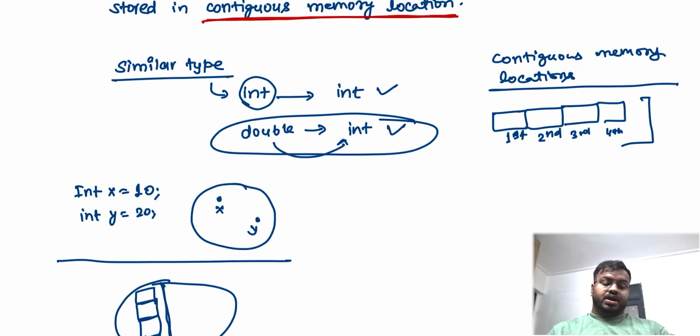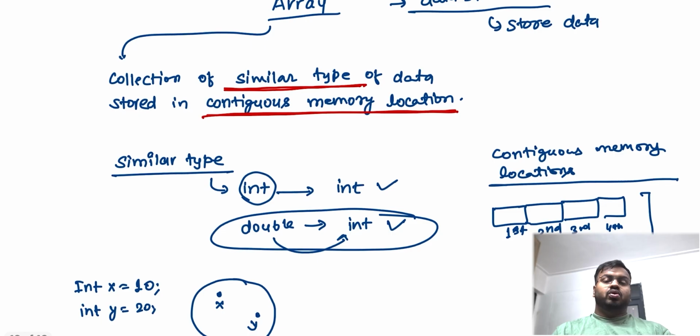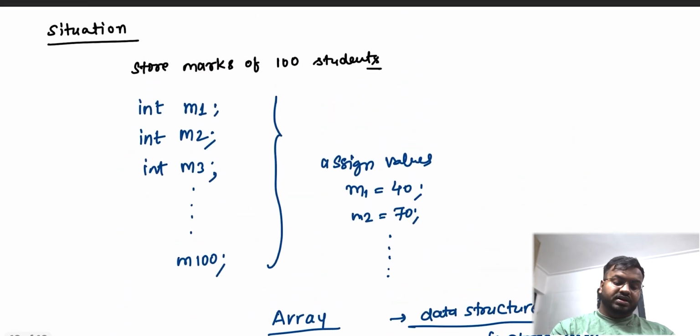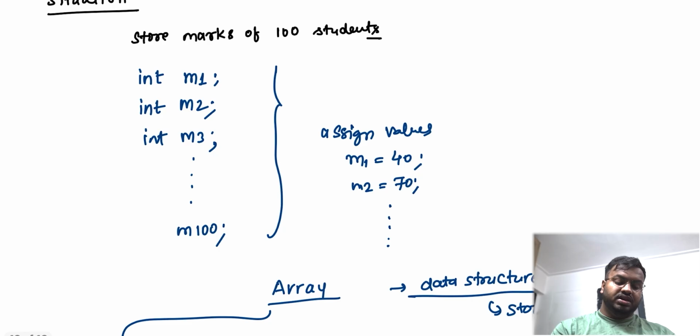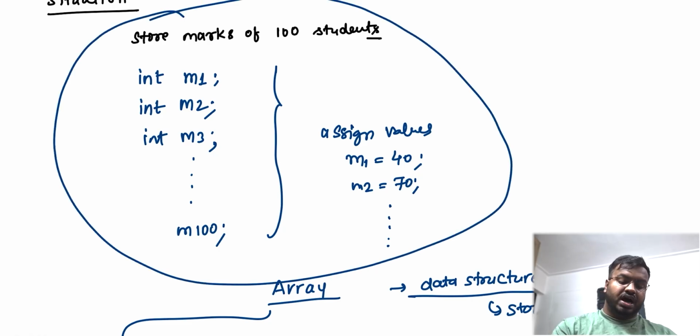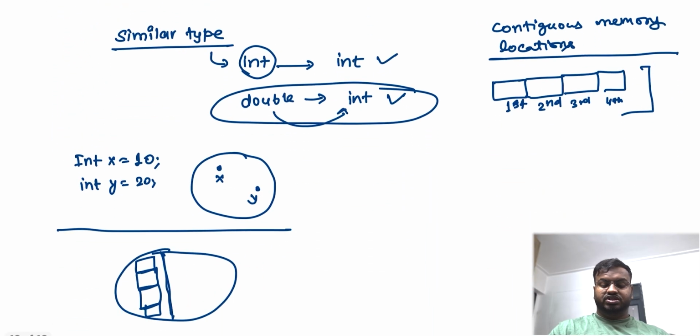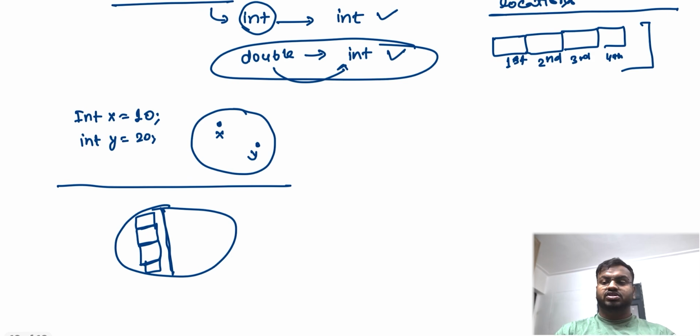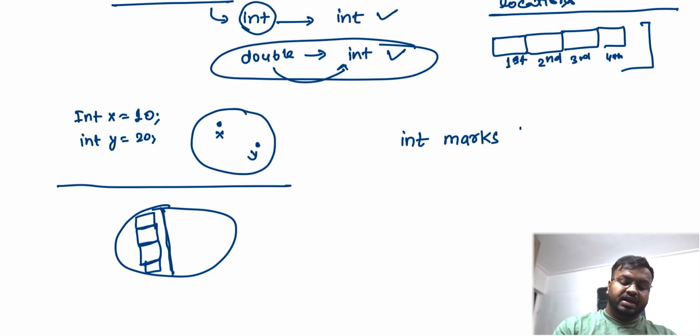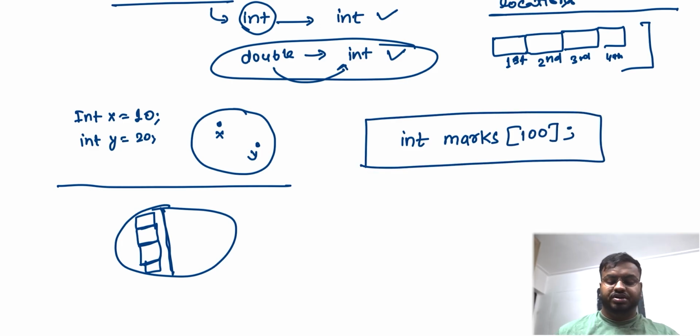Now, why were we using arrays? Because we were finding this inconvenient to make, and it was hard to manage, as well as the code was becoming very lengthy. That's why array came into existence. So now how can we handle this situation? This can be handled with the help of arrays. If I want to store marks of 100 students, then I will create an array of 100 size, and this will store the marks of 100 students.